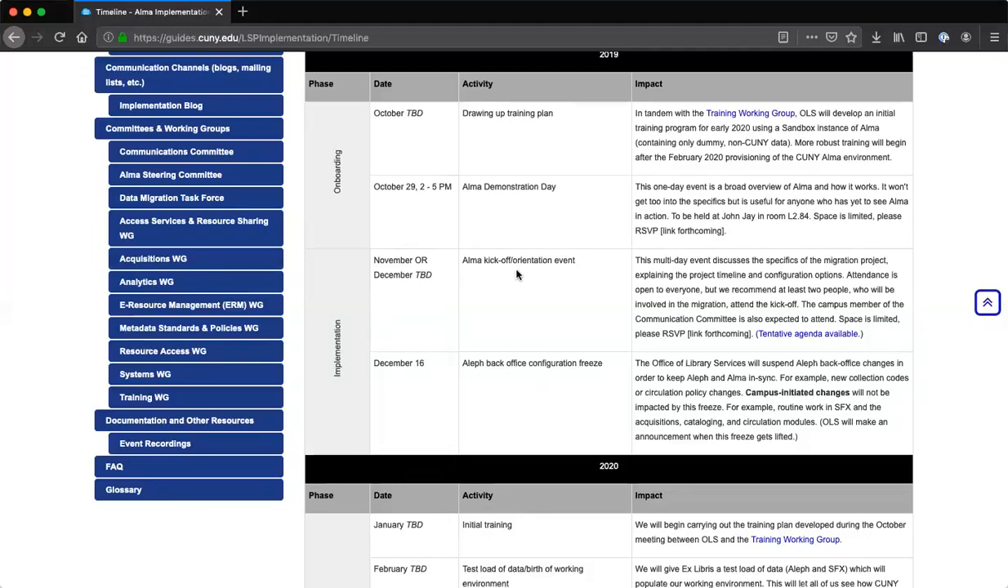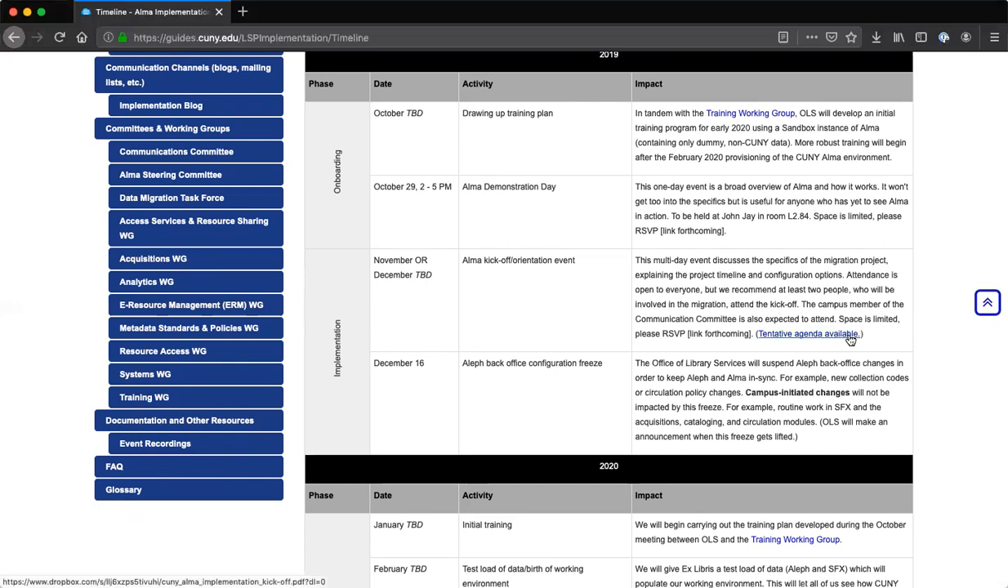We will have the Alma kickoff event, which will be the official start of the implementation phase of the project. This is a multi-day event that discusses the specifics of the migration project, explaining the project timeline and configuration options. Attendance will be open to everyone, but we certainly recommend at least two people who will be involved with the migration, as well as the campus representative to the communications committee.